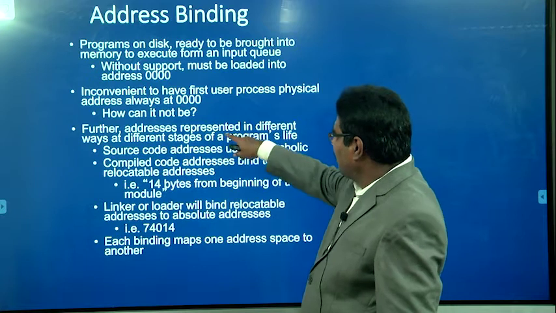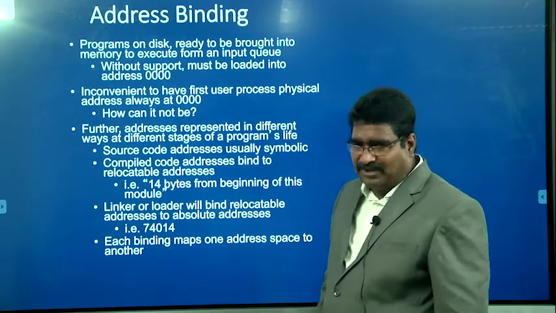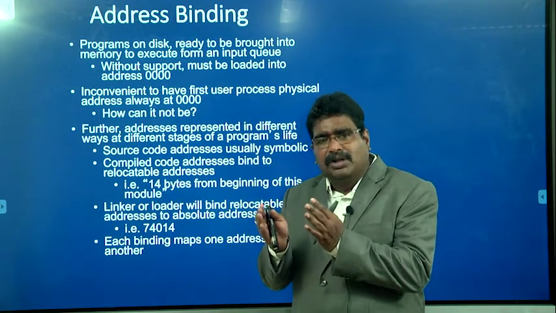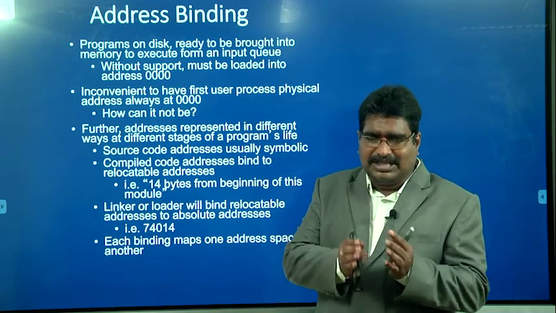Further, addresses are represented in different ways at different stages of a program's life. What is a program's life? Whenever we type the program and save it, it is available in the secondary memory.